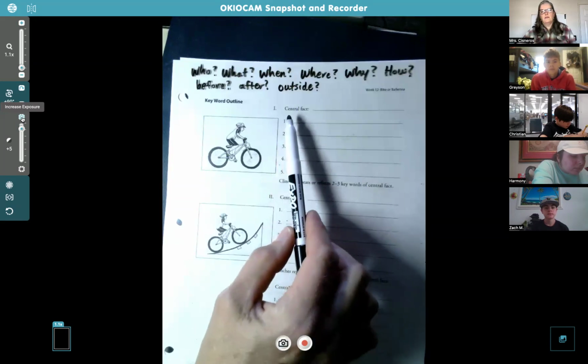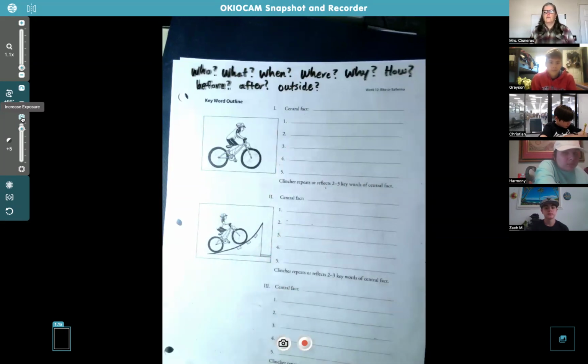Who remembers what this means, central fact? What are we looking for when we're looking for the central fact? You guys remember what that means? It has to do with the picture. Do you remember, Grayson? Do you remember? Like what the picture looks like? Yeah, it's what's literally in the picture, right? The literal picture. So you start with that and then you build on that.